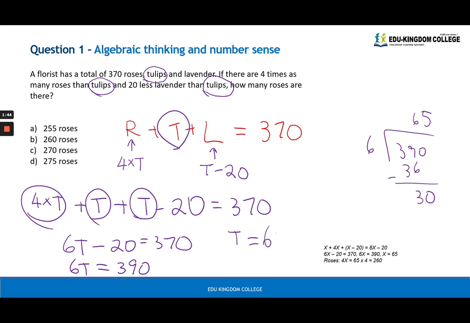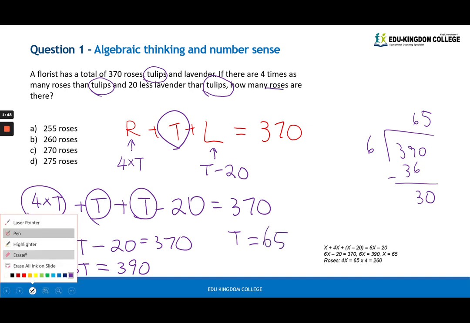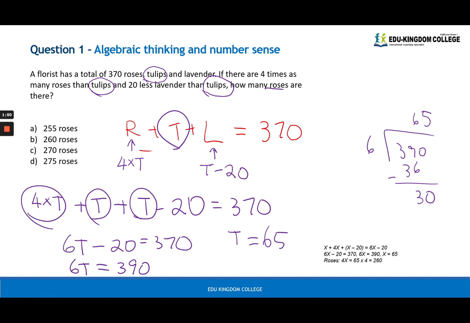There's 65 tulips. How many roses are there? Well, let's check. Roses, we said, was 4 lots of tulips. So you can do 65 times 4. 6 fours are 24, 26. Roses equals 260, which is B.